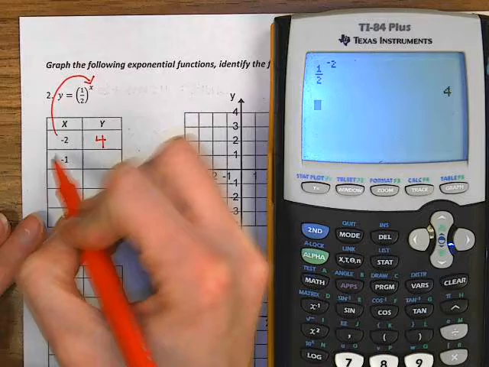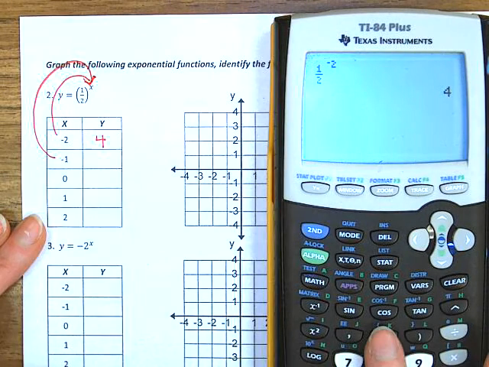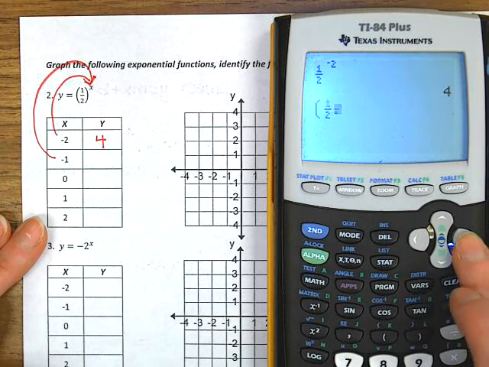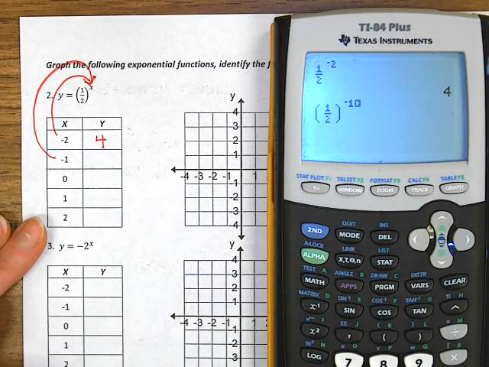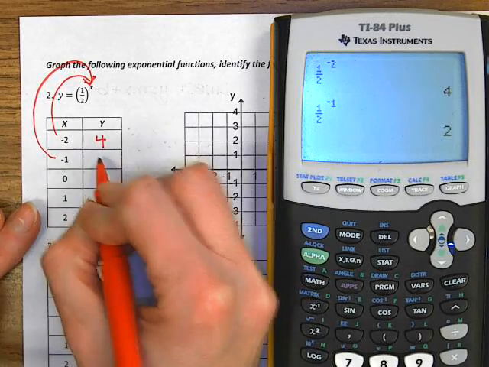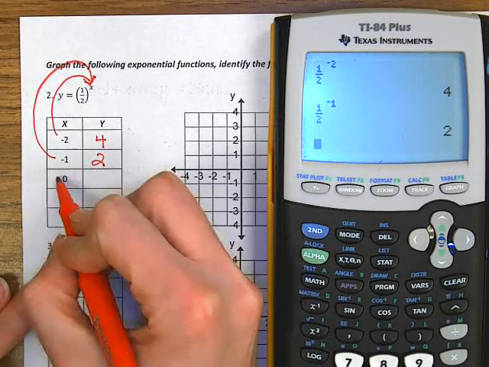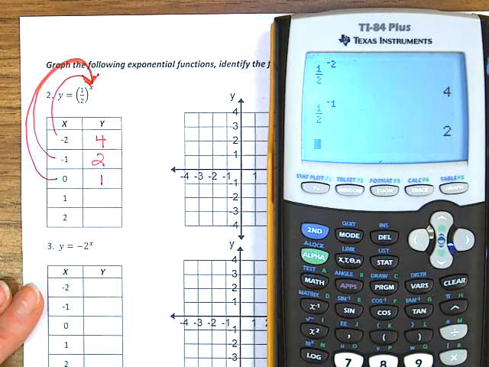And then let's raise 1/2 to the negative 1 power. So parenthesis, alpha y equals fraction, and you guys can pause this when you want to. 1/2 raised to the negative 1 power, and you get 2. And then this one you probably don't need the calculator for because anything to the 0 power is 1.